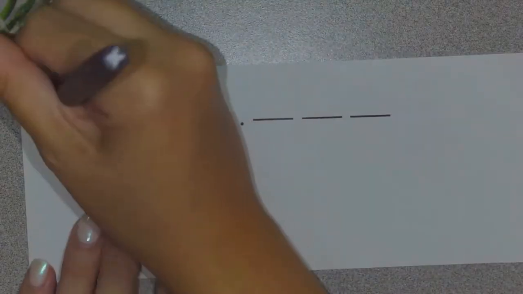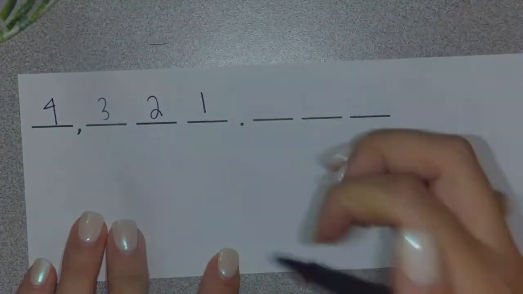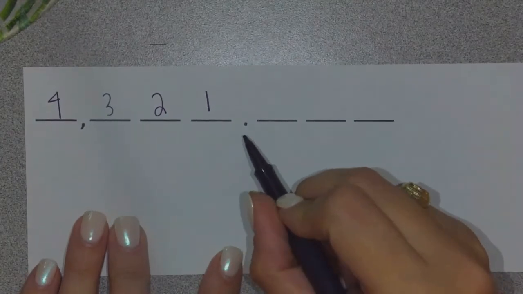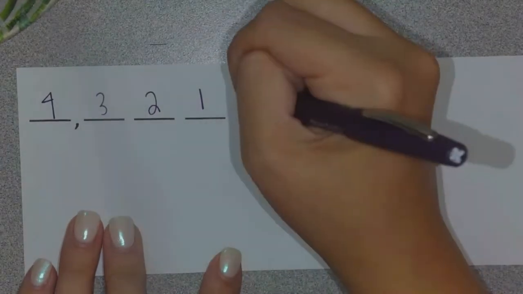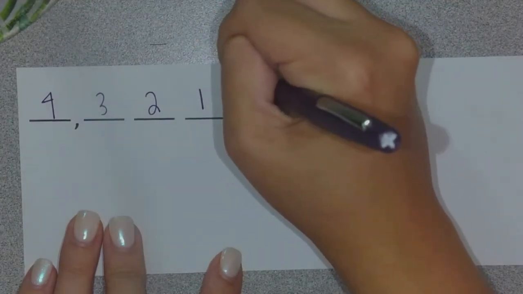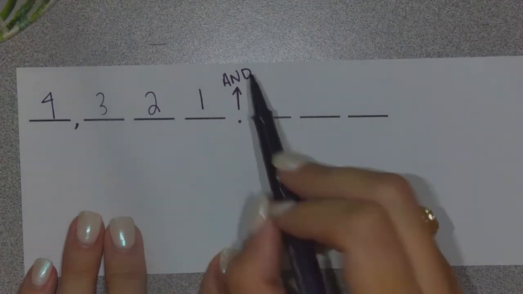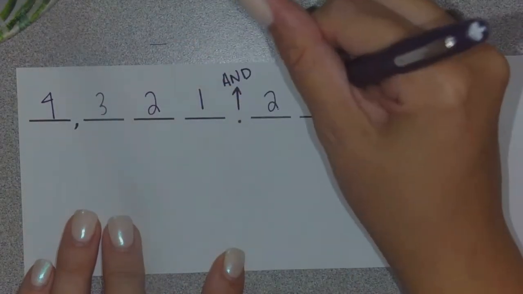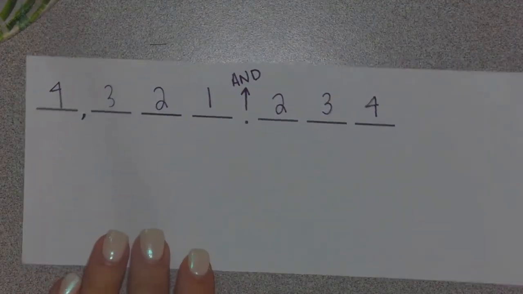Okay, so now let's talk about place value. Let's put it all together here. So I'm going to create the number 4,321. Then we have this decimal right here. We don't read that as decimal. We don't read it as point. Our decimal gets read as and. So I have 4,321 and 234 thousandths.